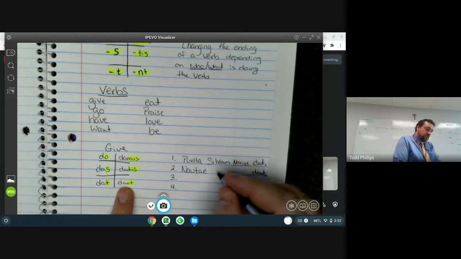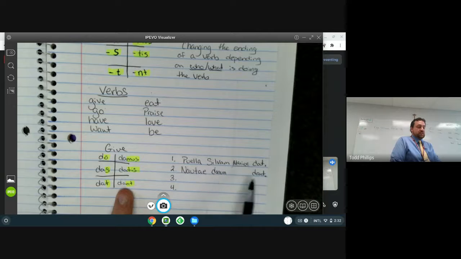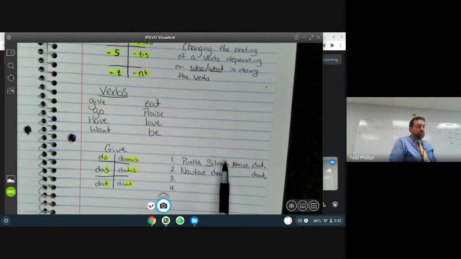Nautai, I'm going to sneak in a second declension word here. Donum, just a gift. Nautai donum dant means the sailors give, they give a gift. Now that could be a sentence all by itself, but I'm leaving some room here to put in another dative to show who they're giving the gift to.